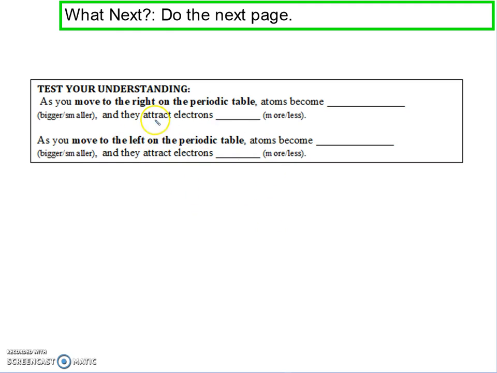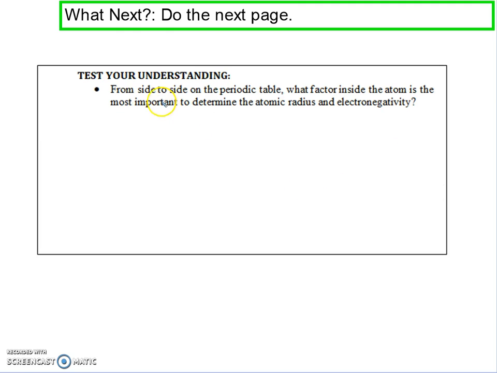Alright, so on that first video, as you move to the right on the periodic table, according to that data, atoms are actually getting smaller, and they're attracting electrons more. So then if you move to the left, it's just the opposite. Atoms are actually getting bigger, and they're attracting electrons less. So if you look at the data, that's what it tells you. It doesn't tell you why, just that's what the data tells you. Okay, so pause, partner read the next page, and then we'll go over this one together.